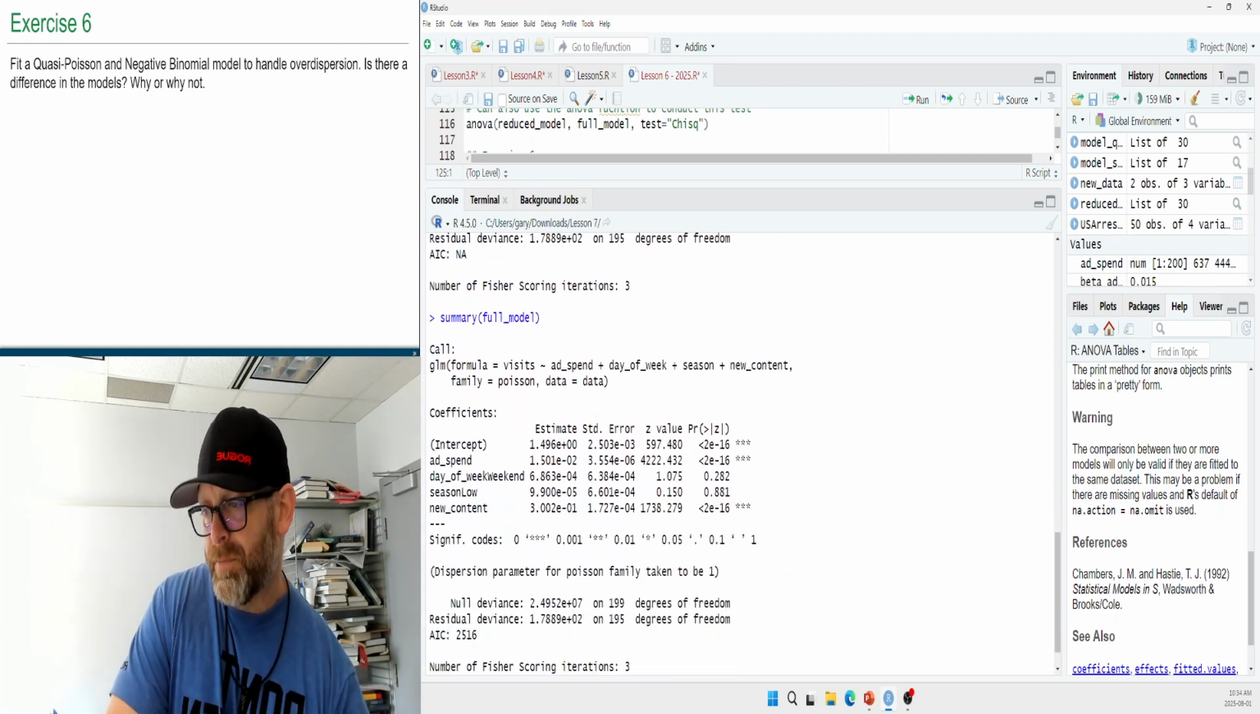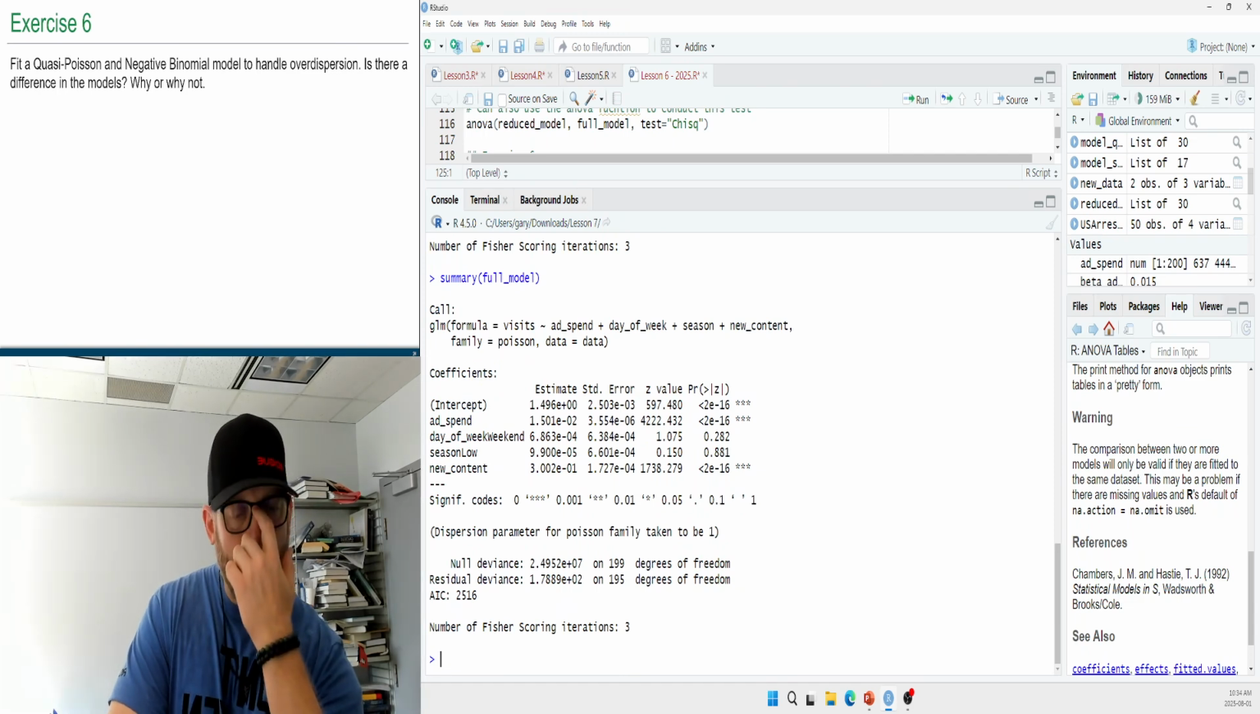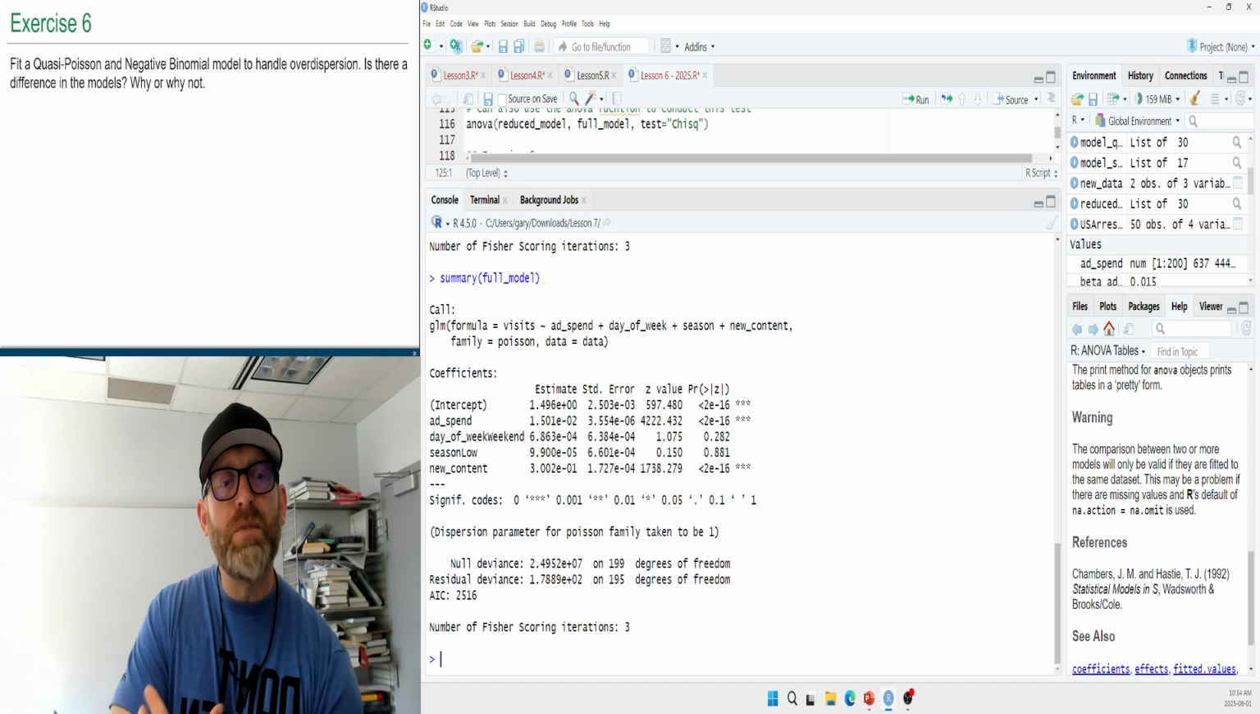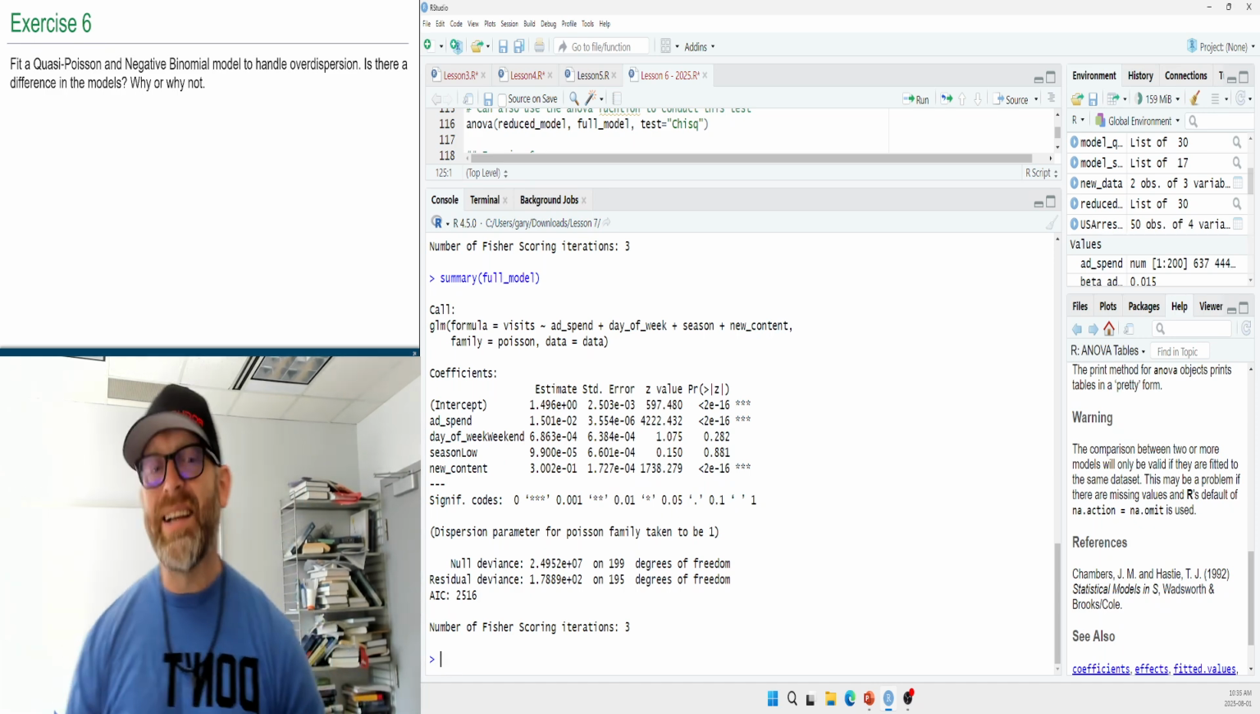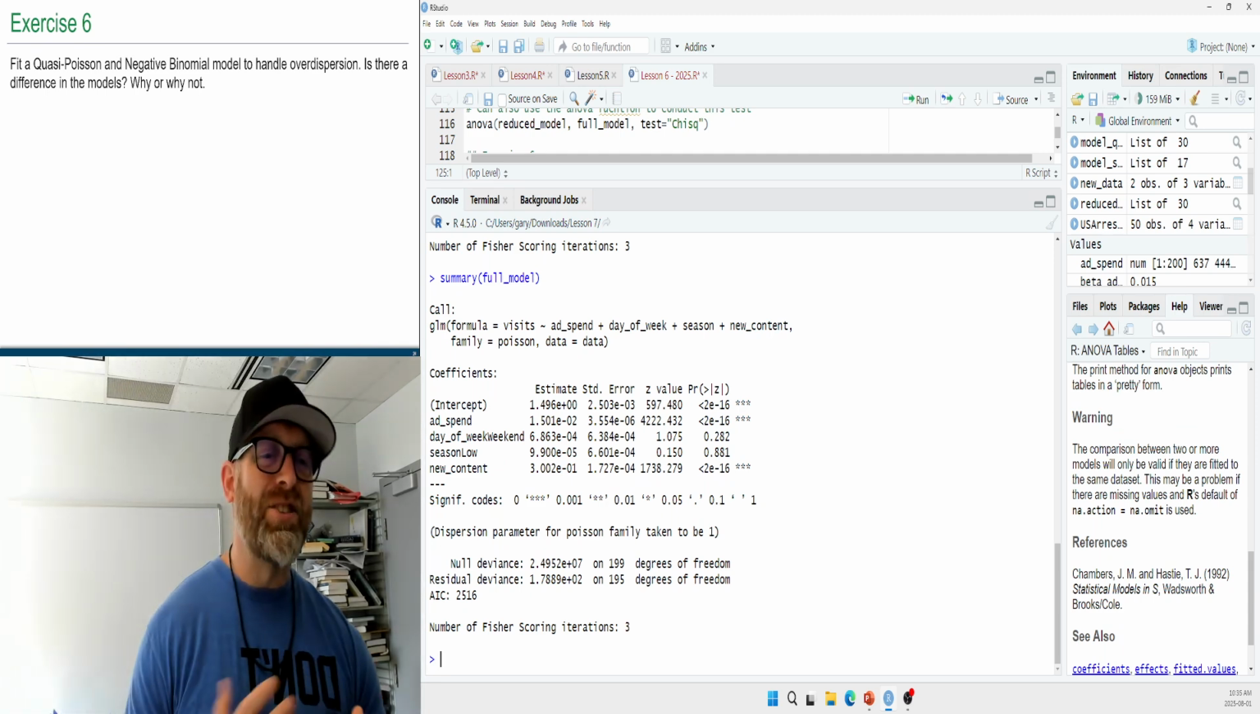Now notice, again, in the full model, we put this as a Poisson, so the over-dispersion parameter is automatically set to 1. So we're assuming that it's not in there, but there could potentially be something in there.